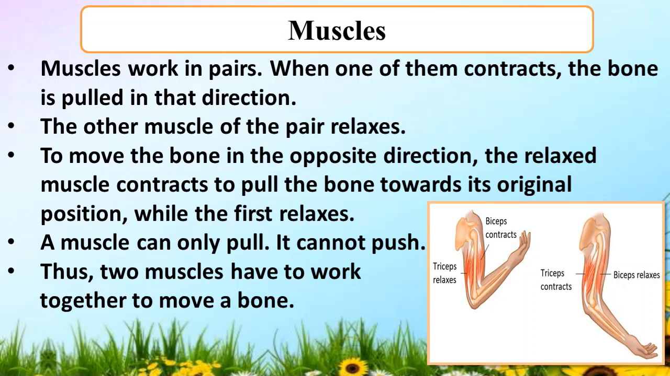Muscles work in pairs. When one of them contracts, the bone is pulled in that direction. The other muscle of the pair relaxes. To move the bone in the opposite direction, the relaxed muscle contracts to pull the bone towards its original position, while the first relaxes. A muscle can only pull. It cannot push. Thus, two muscles have to work together to move a bone.